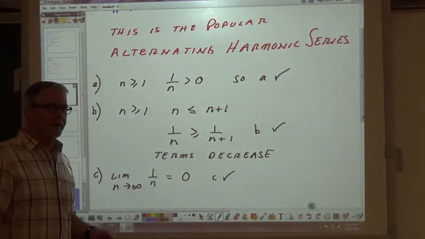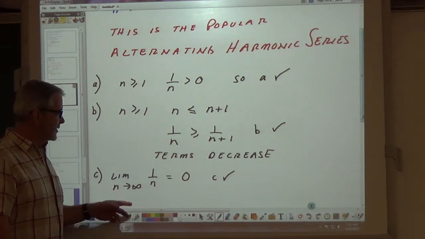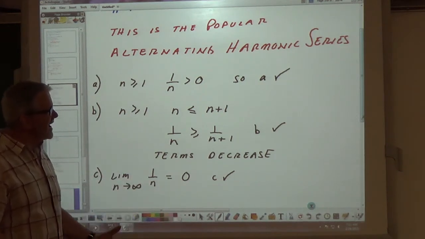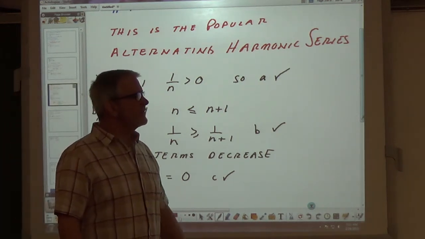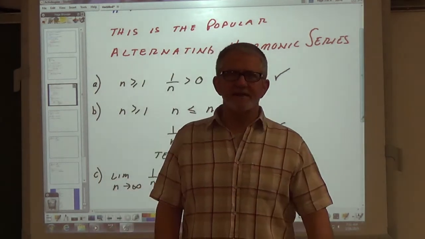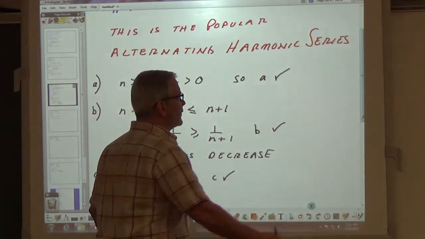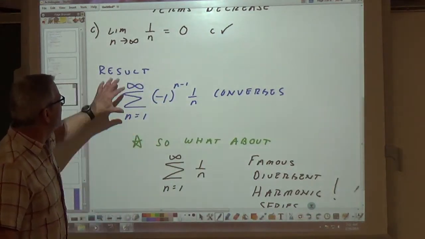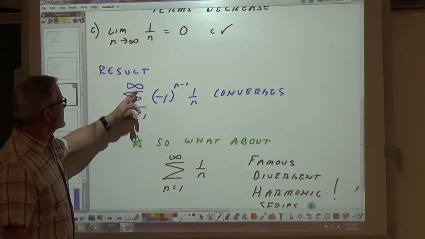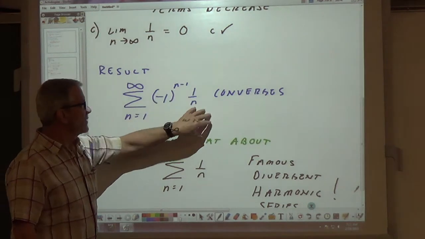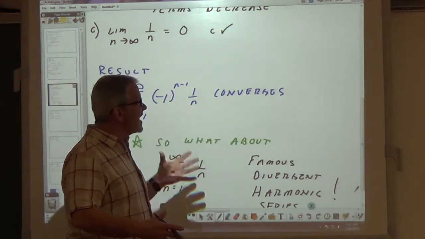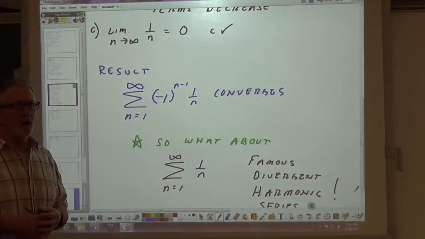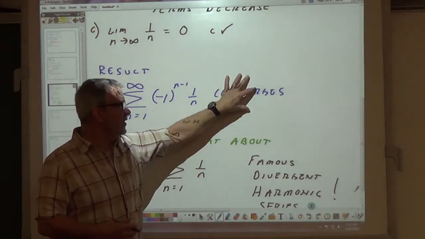And clearly, the limit as n goes to infinity of 1 over n is equal to 0. Nice. So all three of the conditions of the alternating series test hold. Therefore, what can I say? Wow, the result: the series, n equals 1 to infinity, of negative 1 to the n minus 1, times 1 over n, converges. That famous, popular alternating harmonic series converges.